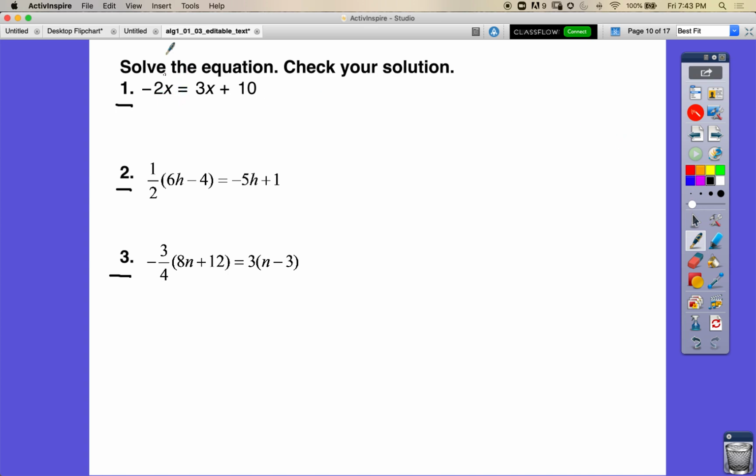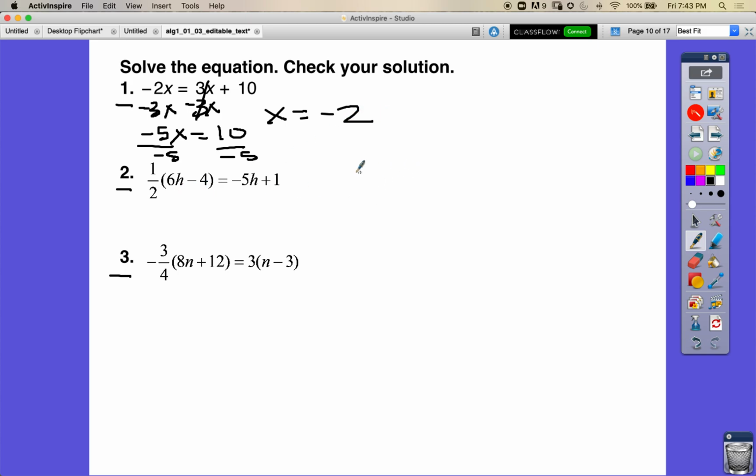Okay, let's do this. Hopefully you got them right. If not, that's okay. Here's how we solve them. So I'm going to move this x to the other side. So I'm going to subtract 3x since it's positive from both sides. This is going to be negative 5x equals 10. I'm going to divide both sides by negative 5. And x is going to equal negative 2.